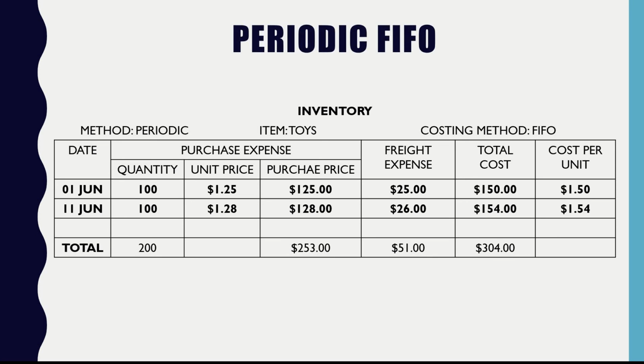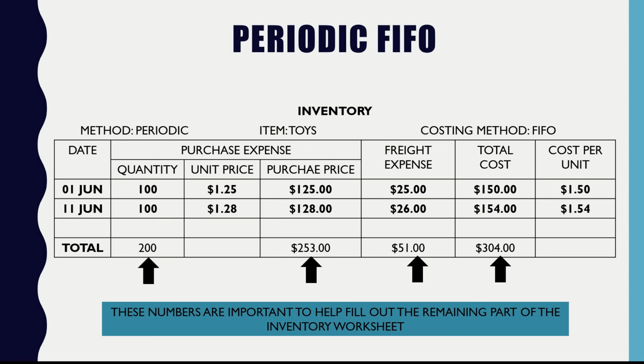So here, we have a total of 200 items that we purchased for the month. Our total purchase price is going to be $253, our total freight is going to be $51, with a total cost of $304. These numbers are going to be very specific because they're going to help you fill out the second table below this. Having the available quantity right here is going to become your net purchases.